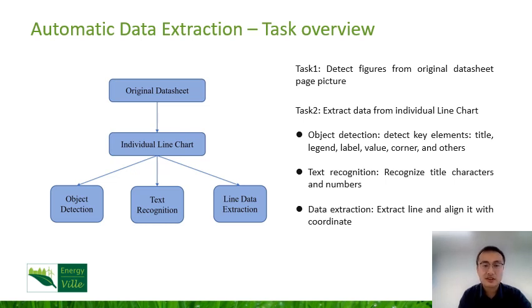For the object detection step, the key elements in figures should be detected, such as title, legend, labels, mark values, corner, and others. After this, text in title, legends, and also the numbers in mark values are recognized. Then, with this information, finally the lines are extracted, and the data are obtained with the coordinate information.